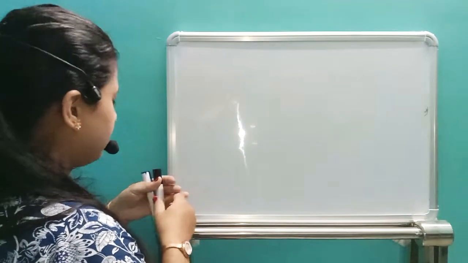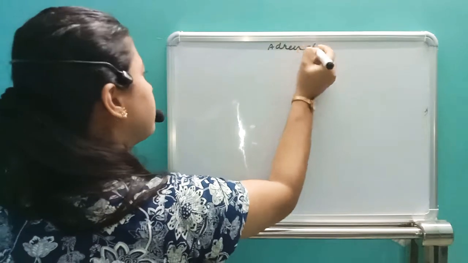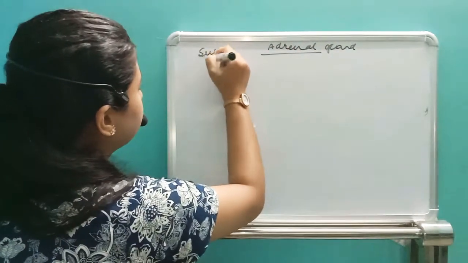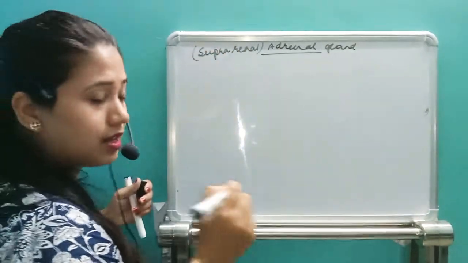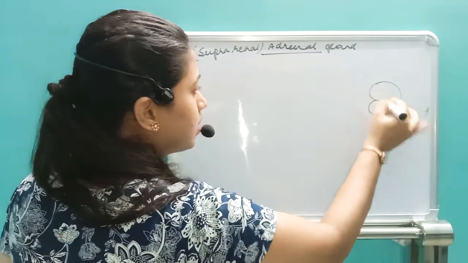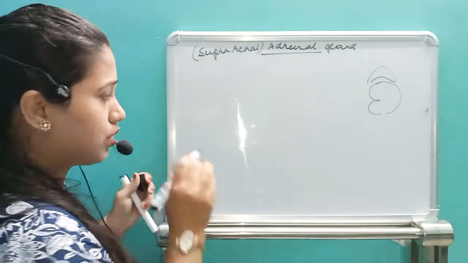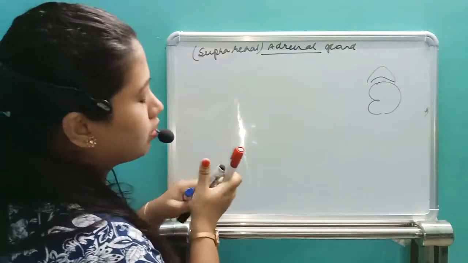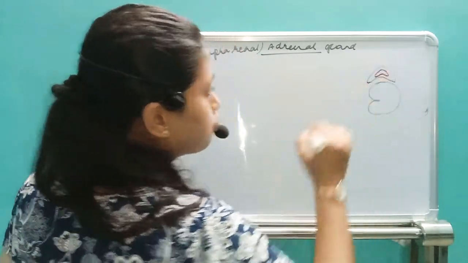After that, the next gland is the adrenal gland. This adrenal gland is also called the suprarenal gland. Why is it called the suprarenal gland? Because here we have the kidney, and just above the kidney we have a gland called the adrenal gland. It is roughly triangular, and if you see this adrenal gland, it is going to have two parts.